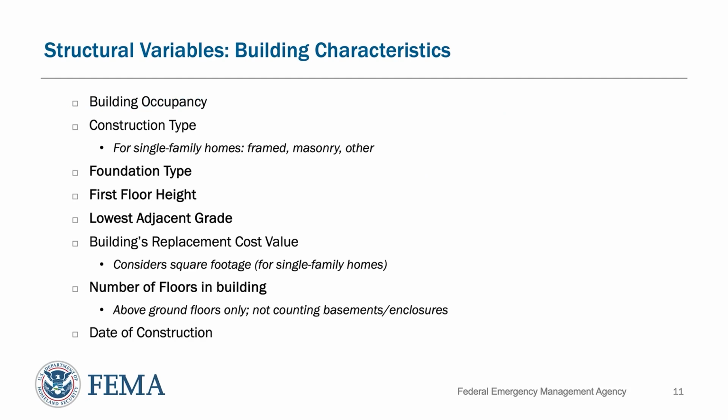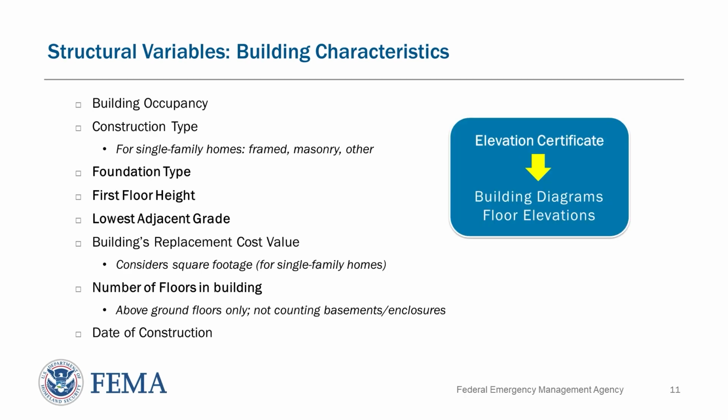Many of the building characteristics that affect the structural variables are recorded on the elevation certificate form. To some extent, the data for geographic location variables and some of the mitigation discounts are also captured on the elevation certificate. As you can see from this list, the elevation certificate captures many of the building elements that are needed to determine the insurance rate, including the foundation type, the first floor height, and the lowest adjacent grade.